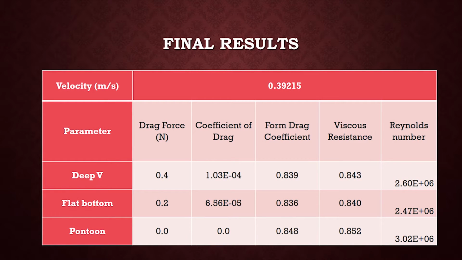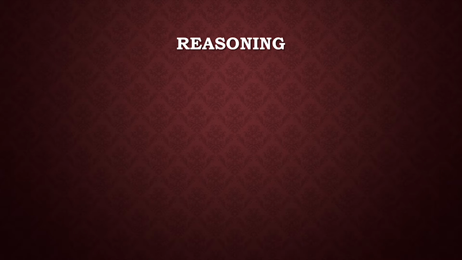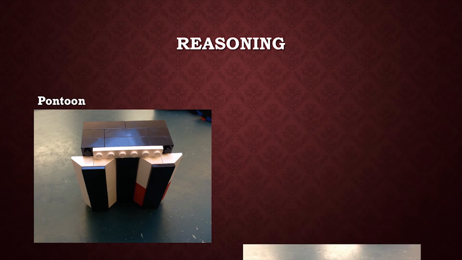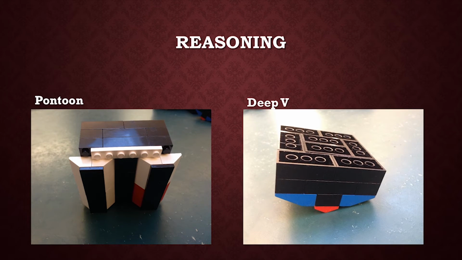To summarize our results, the pontoon boat experiences the most drag and the biggest vortices when compared with the flat bottom boat and the deep V boat. This is likely because the characteristic length we took was the square root of the wetted area, for which the pontoon has the largest of all three boats.